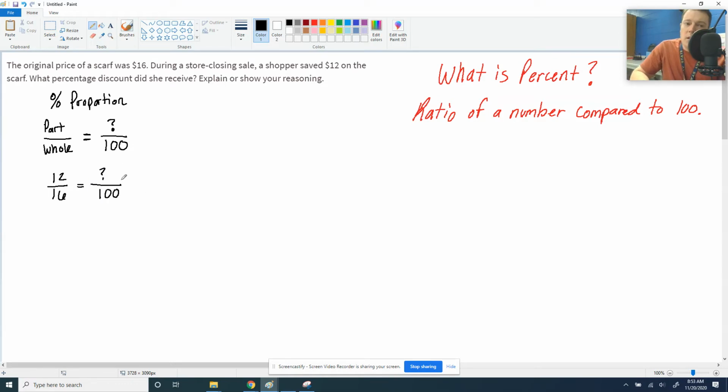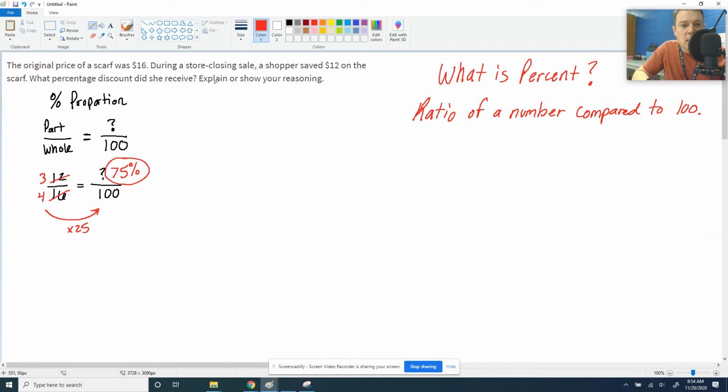Now, if you were trying to find that question mark with this strategy, you would simplify this ratio over here. This is how I would do it. There's many ways. 4 will go into both of these. So 4 will go into 12 three times, and it will go into 16 four times. And then what I always try to do is find out if there's a scale factor or a constant that jumps me over. And 4 times 25 equals 100. So 3 times 25. This tells me that they got a 75% discount.